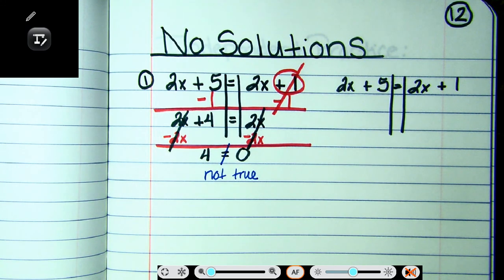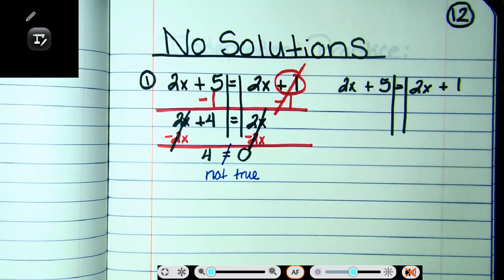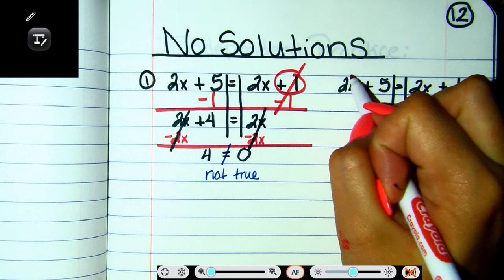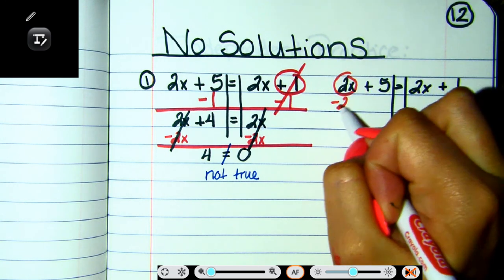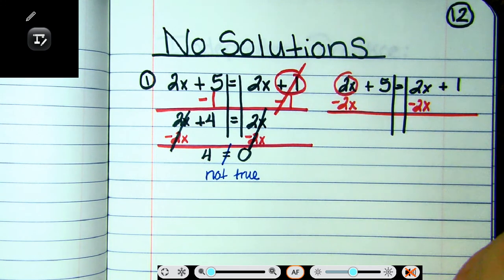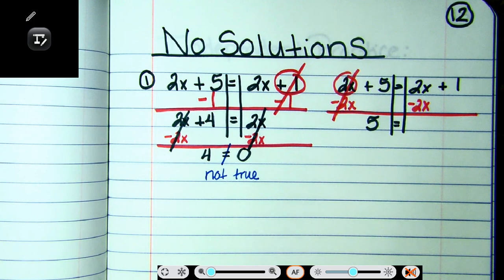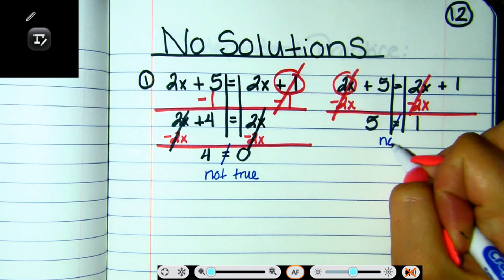Okay, let's try it the other way. I took care of my constants first. Even if I did the negative 5 over, it would still end up being 0 equals 4 in that case. Let's try moving the x's this time. I have a positive 2x. The opposite of that is subtracting 2x on each side. 2x minus 2x cancels, so I'm left with 5. And 2x minus 2x cancels, so I'm left with 1. 5 equals 1. That's not true.